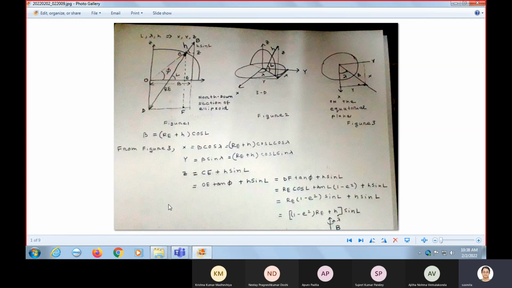Is this clear to everyone? Yes or no? Yes, ma'am. Okay, next I'll explain the velocity terms.